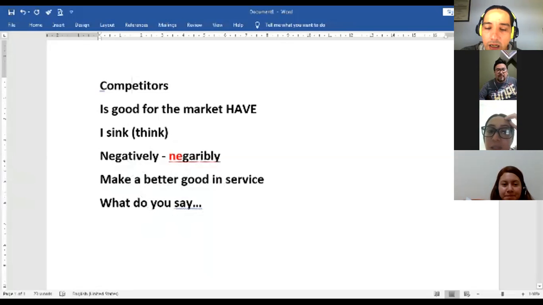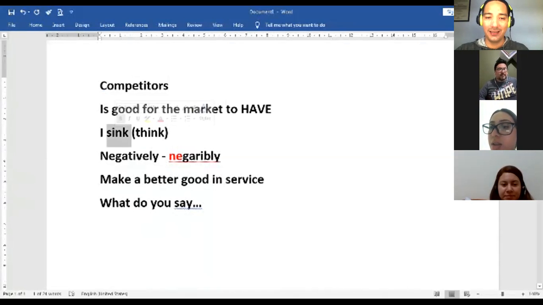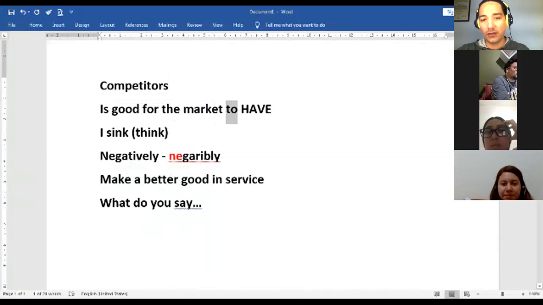Competitors. Perfect. It's good for the market to have competitors. Okay. The preposition between two verbs. There's always a preposition between two verbs.